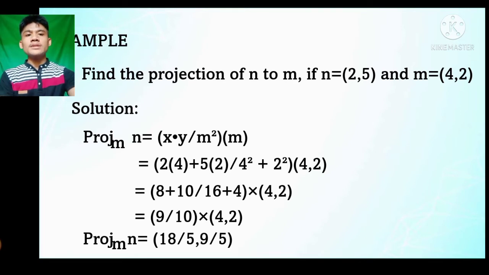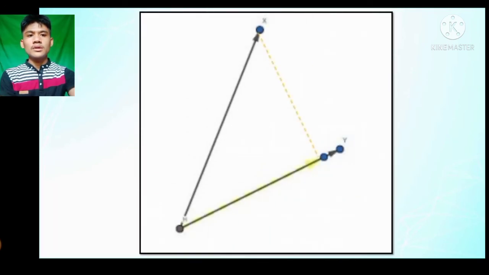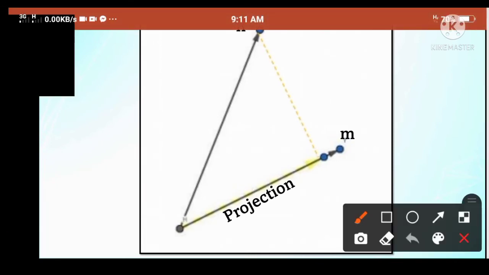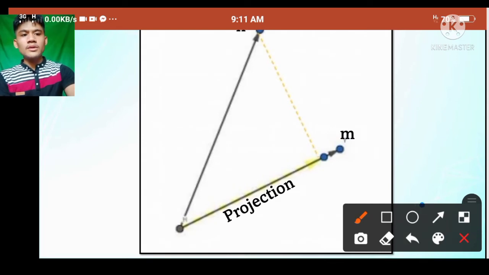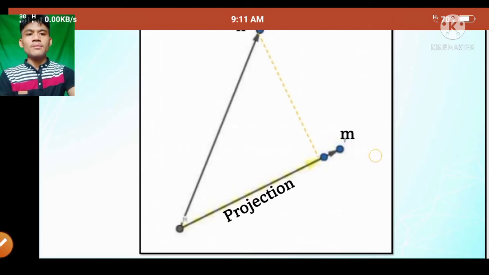To plot these points, we have this illustration here. That would be the line m or the point m, and the projection. The yellow line, as you observe here, the second dot around here would be our projection of n to line m. So, another example.